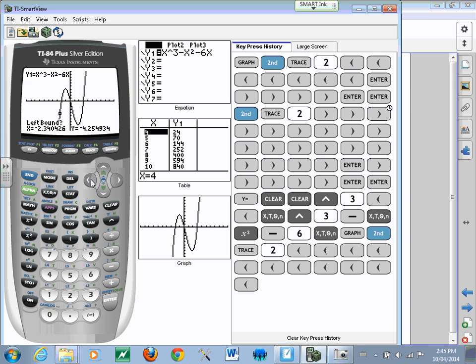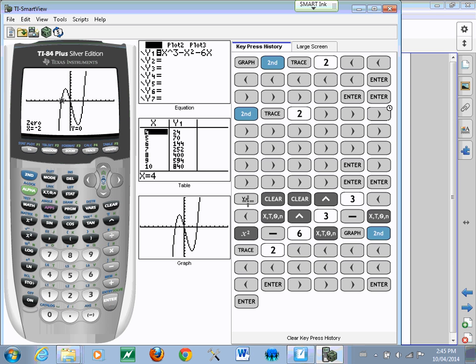So you have to get the left bound, left side of that first 0. I hit enter. Right side, I got to move it up. Hit enter. It says to guess. So there's my first one. Let me just quickly capture that, guys.